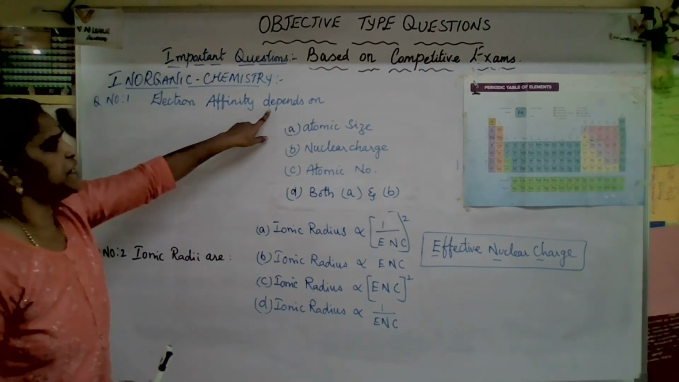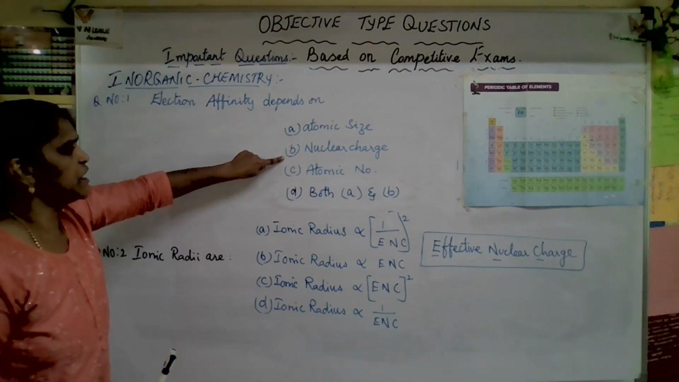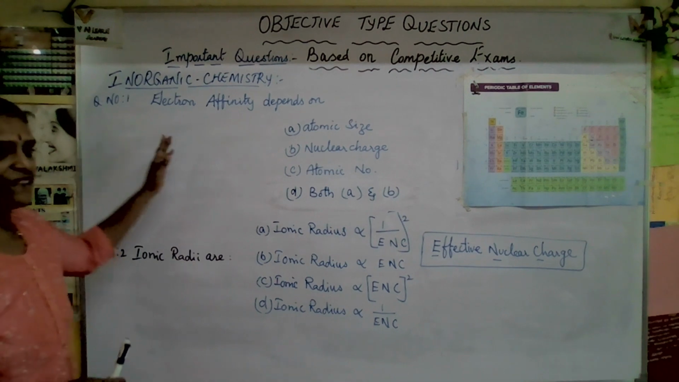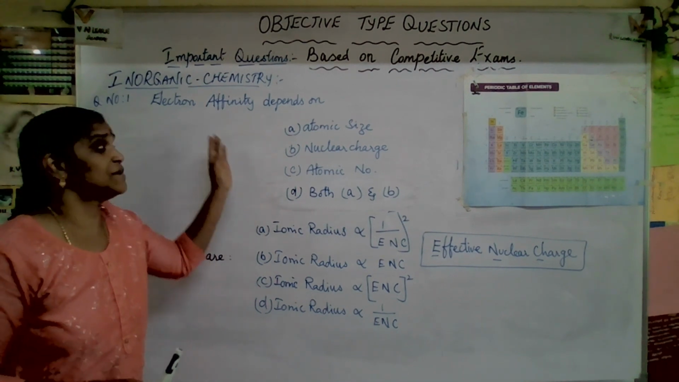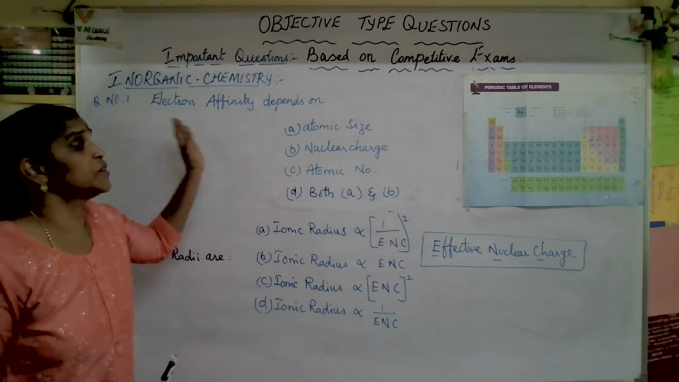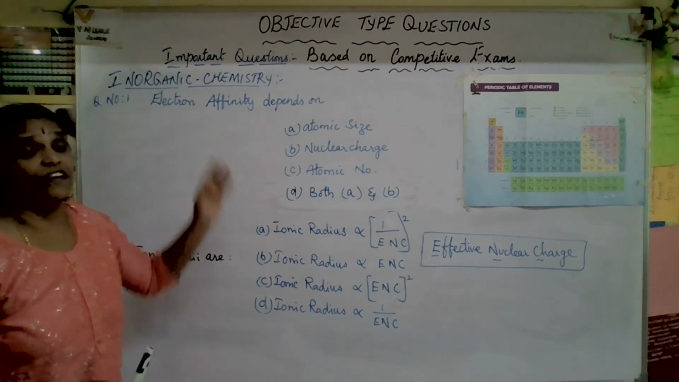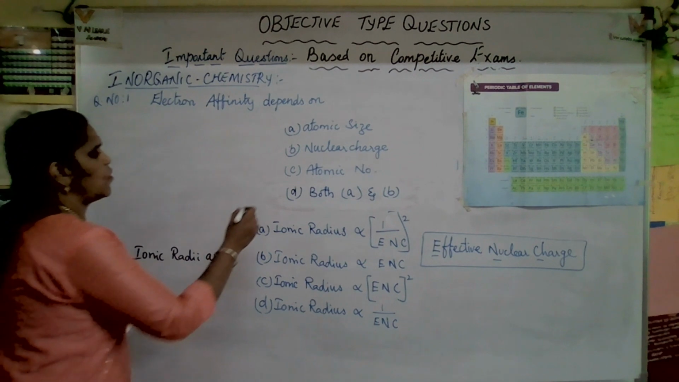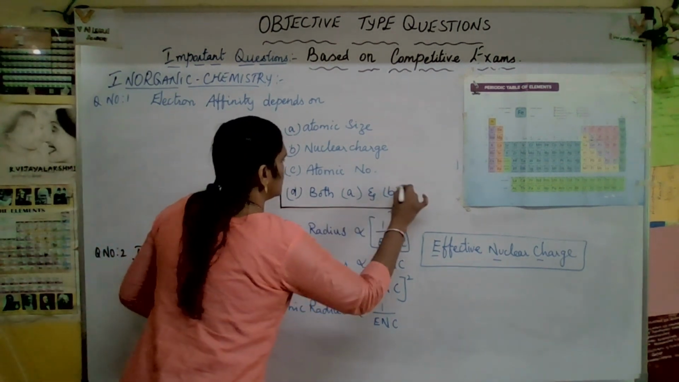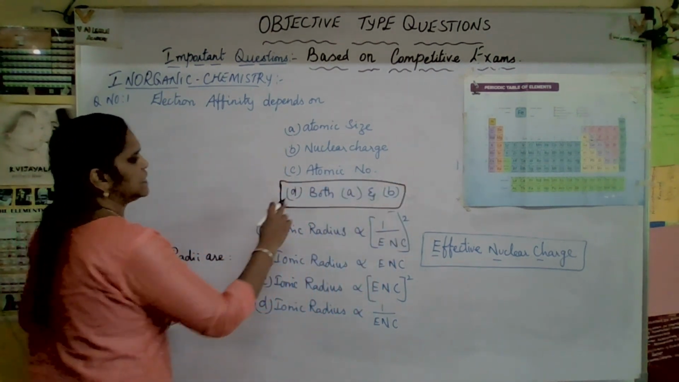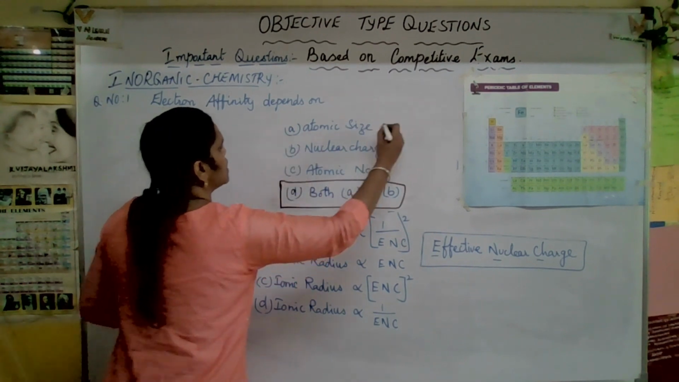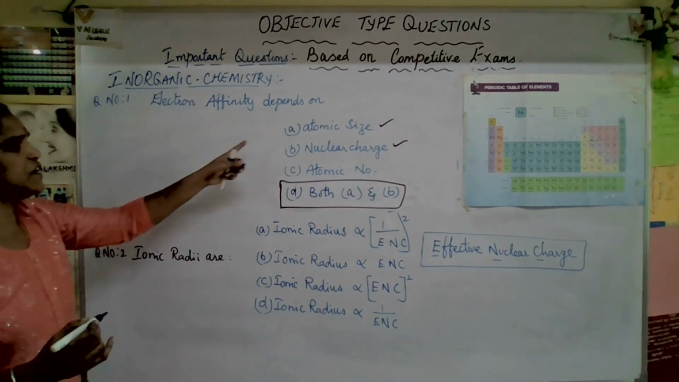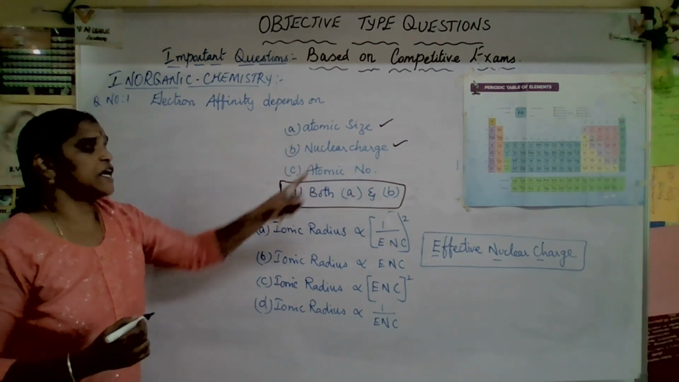Electron affinity depends on: A, atomic size; B, nuclear charge; C, atomic number; D, both A and B. By this time you will come to know the answer, because you have just gone through the electron affinity and electron gain enthalpy information. Okay, now what is the answer? It is option D, that is both A and B. What are those? Atomic size and nuclear charge. So electron affinity depends on atomic size and nuclear charge.